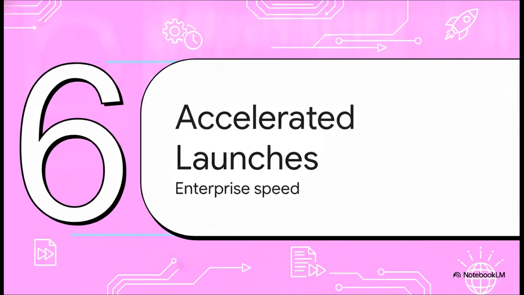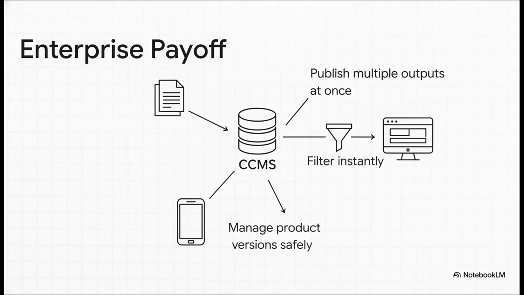And finally, Section 6, Accelerating Your Product Launches. Here is the ultimate payoff for everything we've been talking about today. Because your content is now modular and totally decoupled from its formatting, you can publish simultaneously to print, web, and mobile using dynamic pipelines. You can even filter outputs instantly. Let's say you need a manual just for the pro version of your product. The CCMS uses content variables and conditional processing to just filter out the standard features in seconds. You can even safely manage simultaneous product versions using branching and merging, pretty much just like software code. By breaking your content down into its smallest parts, you're actually speeding the entire enterprise up.